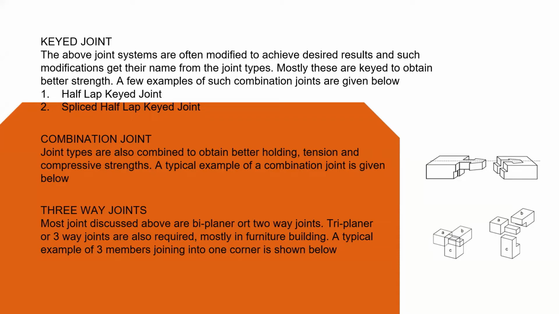Joint types are also combined to obtain better holding, tension, and compressive strength. A typical example of a combination joint is given below. 3D joint. Most joints discussed above are biplanar or 2D joints. Triplanar or 3D joints are also required, mostly in furniture building. A typical example of a three-member joint at one corner is shown below.